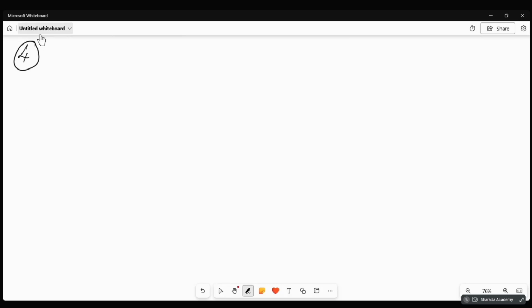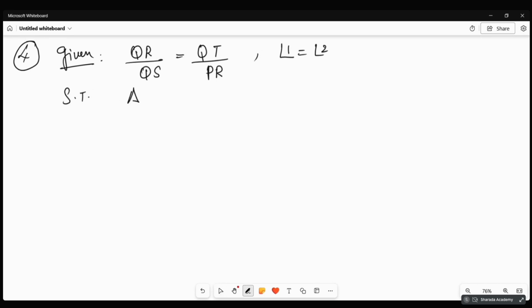The given figure, what is given here? Actually, given here is QR by QS is equal to QT by PR, and they've given angle 1 is equal to angle 2. So to show that triangle PQS is similar to triangle TQR, it is easy only. Directly you have to prove. So which two triangles I have to consider? They've already given. Correct, no? So just you have to prove that.